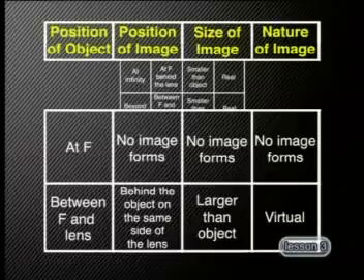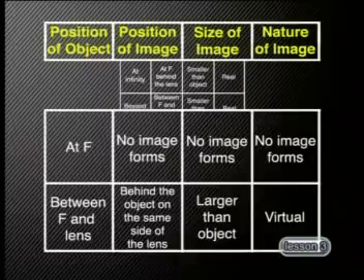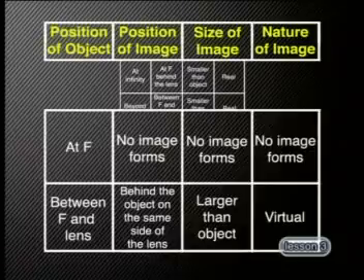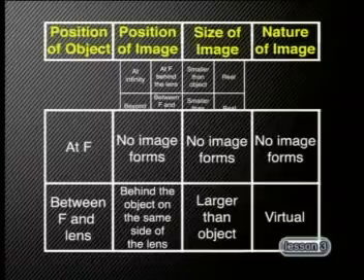This is how I have done it. When the object is at F, no image forms. And when the object is between F and the lens, the image forms behind the object on the same side of the lens, and the image is larger than the object and virtual.